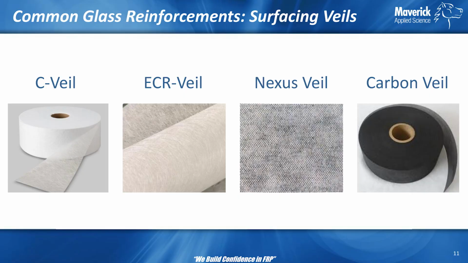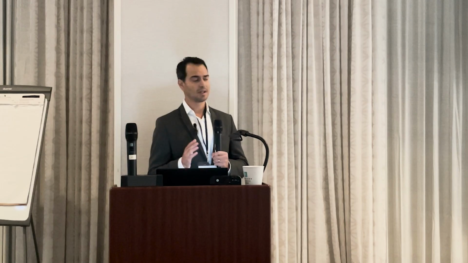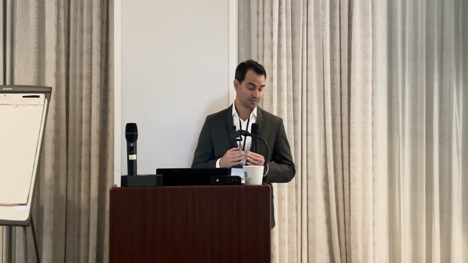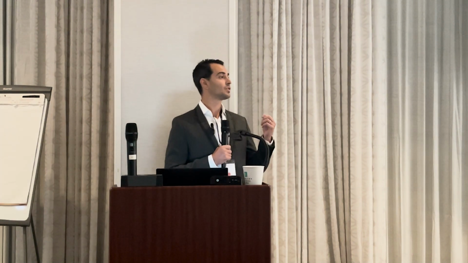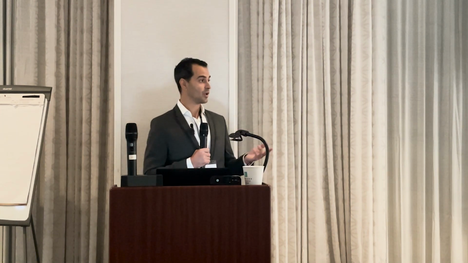Let's start with surfacing veils. The reason why it's a surfacing veil is because it's the first contact layer of glass reinforcement in contact with your fluid. There are multiple reasons for that, and one of them is because it can hold 90% of its weight in resin. And we already know that resin is the most corrosion resistant part of your laminate, so that's the reason why.